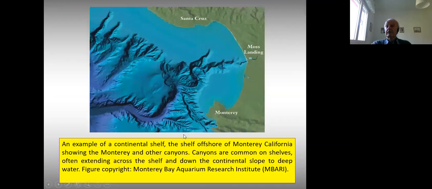Here is an example of continental shelf in front of the California coast. And these are the canyons here. You can see that these canyons are very similar to a riverbed, and they are really a continuation of the rivers which are coming into the sea. This relatively flat area is the shelf, and then there are a number of canyons which are crossing this shelf area.